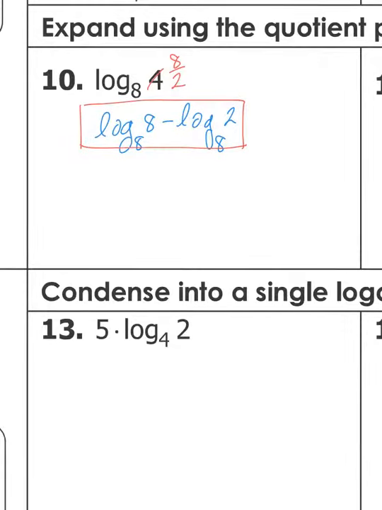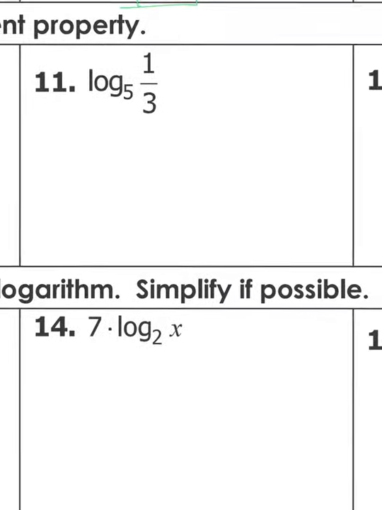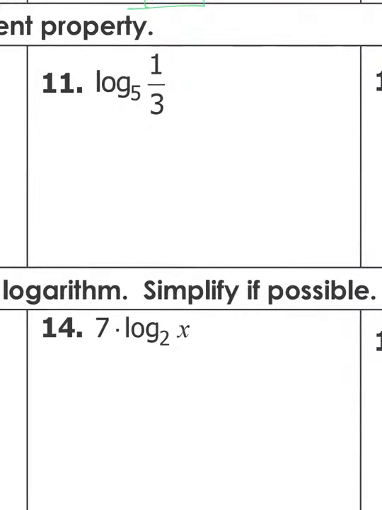Technically we can go further because remember this has a value of 1 because the base and the argument agree. So technically this is 1 minus the log base 8 of 2. But for right now I'll accept this. So you do 11 and 12. Don't let this fraction bother you. It's actually easier with a fraction because you have a quotient going on here. So split this log apart into two different logs using that quotient. Pause the video and check your answers.